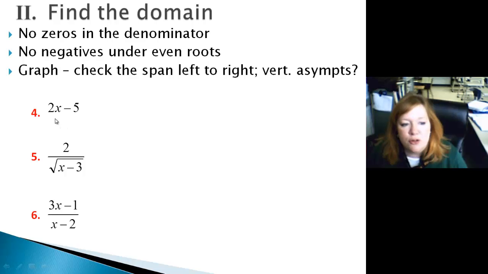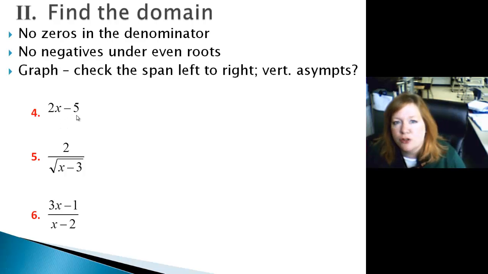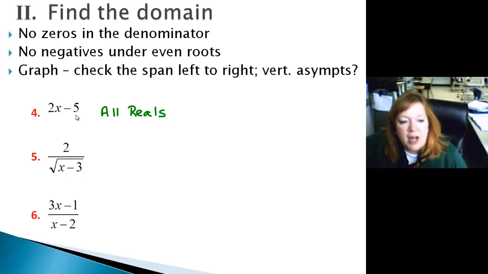Looking at this first one, number 4, 2x minus 5, there are no fractions and there's no roots. So right away, this is all reals. If we would graph that, that would be a line going left to right, and you would say the span goes forever. There's no gaps, there's no jumps.